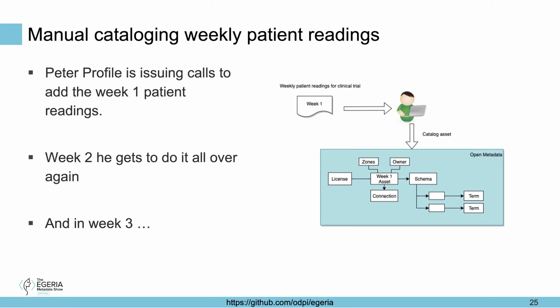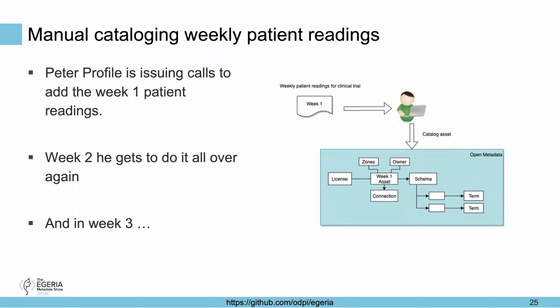So there are a number of things he has to set up. He has to set up the connection, define the schema, add the license information, the zones, and the owner. The first week he does all that, and that's really good. And then the next week he gets to do it all over again, and the following week all over again. So he's a busy person, and this could be quite error prone if he's doing this all the time. So this is the use of manual.